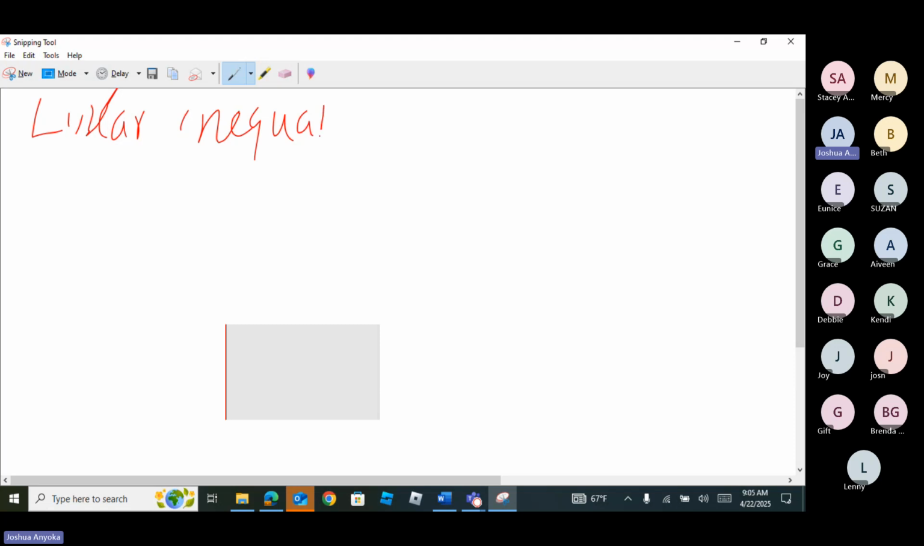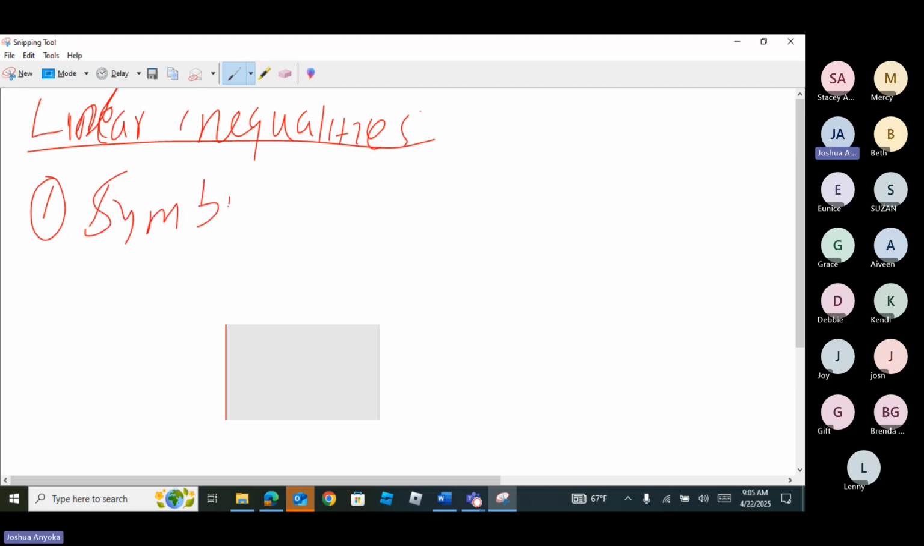Linear inequalities. Number 1, what are we expected to know? It is inequality symbols. It is one everyone is aware of: less than, greater than, less than or equals to, greater than or equals to. They are 4.